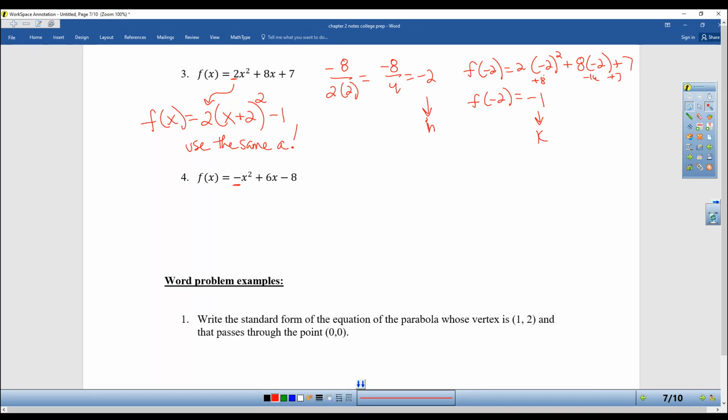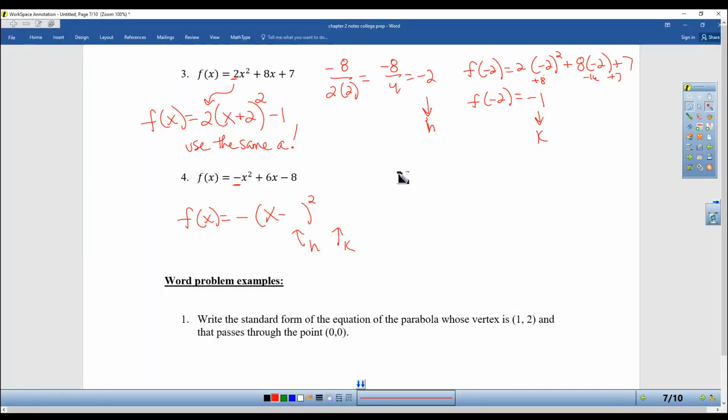Okay, last one. See if you can do it on your own. Pause the video, look at the answer. But I will do it out. I'm going to write it as f(x) is equal to negative (x minus something) squared plus a number at the end. What is that number? We need to find h and we need to find k.